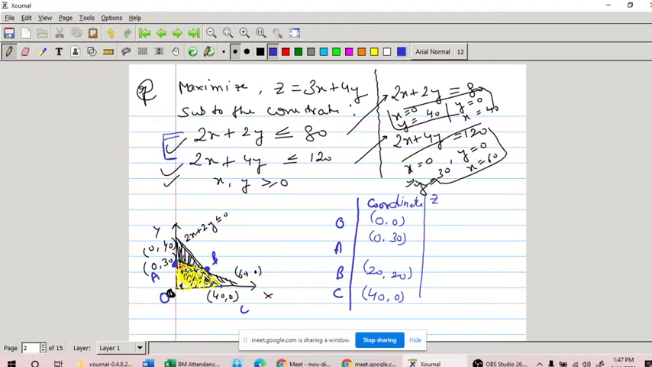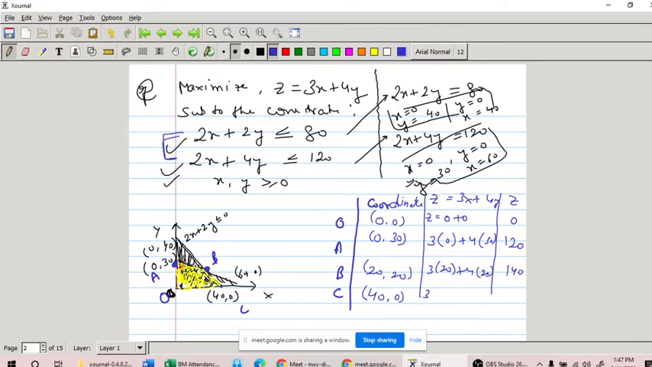Now in the third column, we will write our objective function, which is 3x plus 4y, and we will make another column for the value of z. You put these values into this function. So z is equal to 3 into 0 plus 4 into 30. This will give you a value which is 120. Again you put these values and you will get 140.